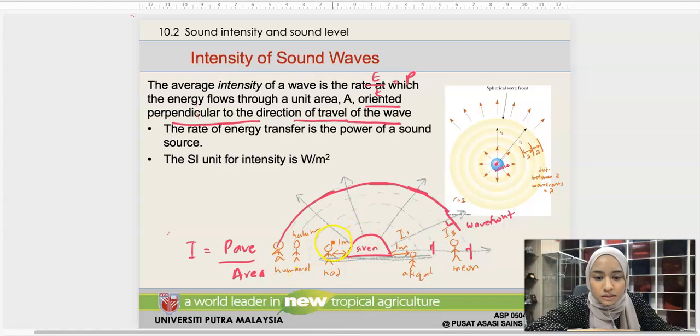So I'm listening to the same intensity as Afika. Hakim is listening to the same intensity of sound as Meon, and Humaira is on her own. Kesian. Tapi tak apalah, Humaira awak jadi example je.